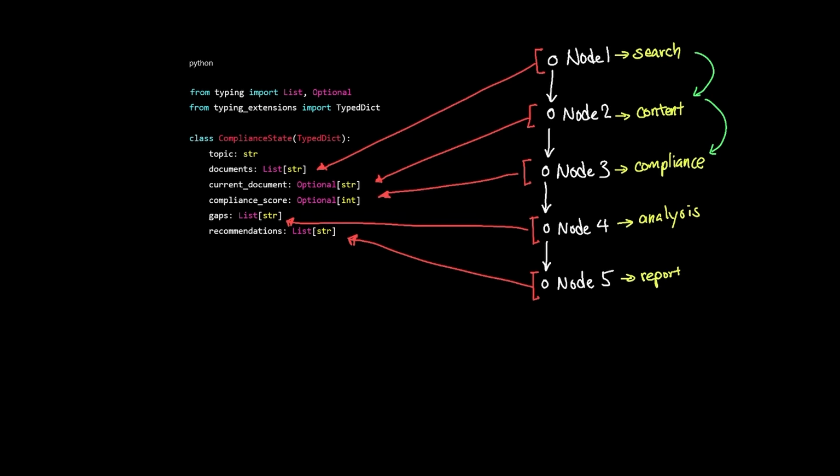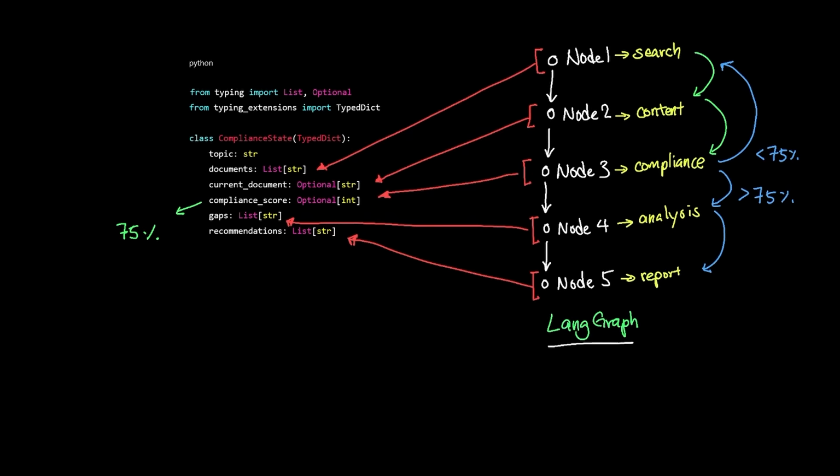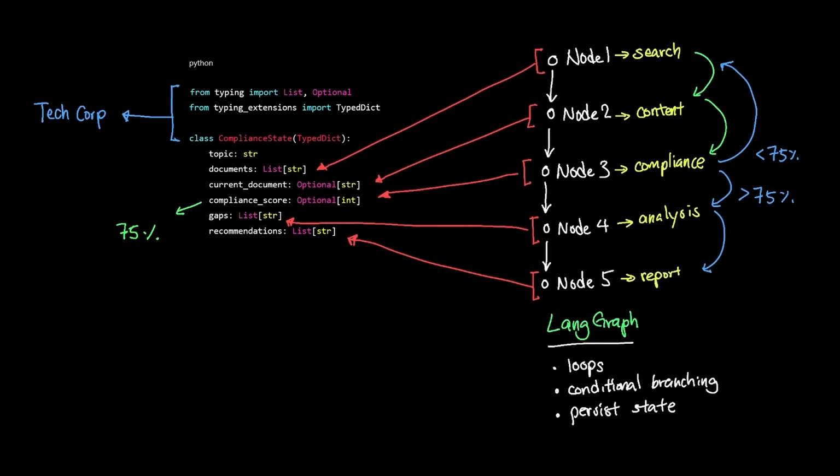If Node 3 determines the compliance score is below 75%, the conditional edge routes back to Node 1 to gather additional documents. If the score exceeds 75%, execution proceeds to Node 5 for final report generation. As you can see, this creates powerful capabilities: loops for iterative analysis, conditional branching on intermediate results, and persistent state that maintains context across the entire workflow. So for TechCorp's compliance assistant, LangGraph is an essential tool for workflow automation.